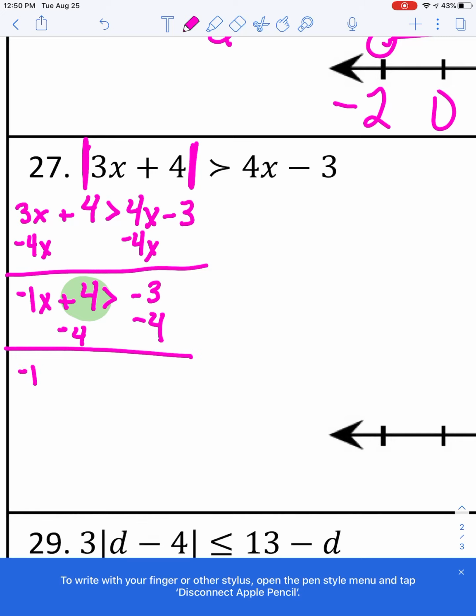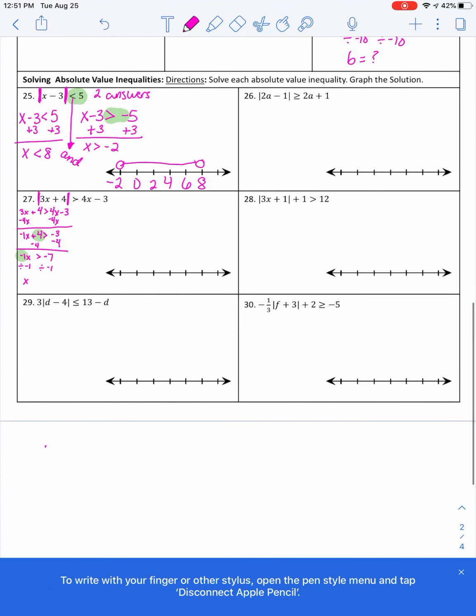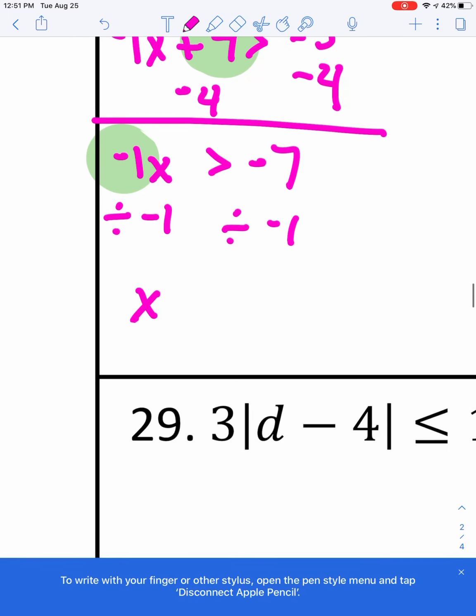And that's going to be negative 1x greater than negative 7. Now I'm going to get rid of this negative 1. Divide by negative 1. That's x. Hey, if you divide by a negative, flip the sign. I would write that down somewhere, maybe here. Divide by negative, flip sign. Okay? Let me zoom back in. So I'm going to flip this sign to be a less than sign, and that's positive 7 when you divide.